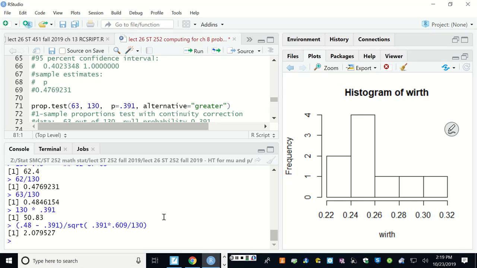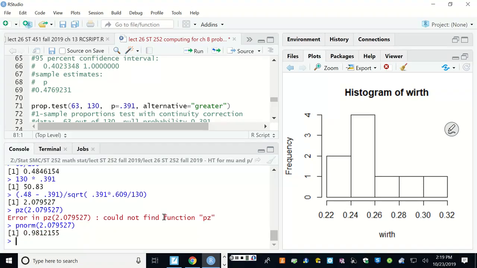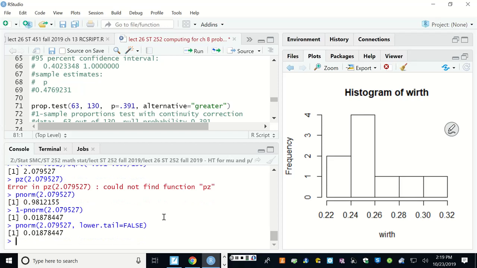A z-value of 2.08. What's the probability we're bigger than that from a normal? If you put 2.07957 in there, pnorm, right? It's not pz, it's pnorm. You get about 98% is less than that, right? So what's the chance you're bigger than that? Because that's away from the null. It's 1 minus that, or lower.tail equals FALSE. Right? Give that the upper tail. If you're not doubling it, it's not a two-sided test, then that's the p-value.